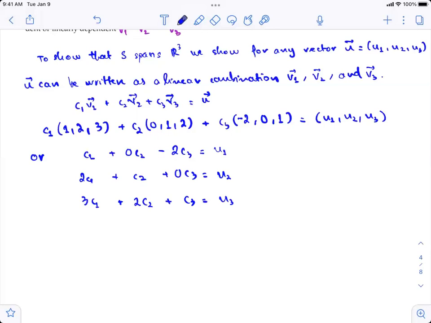So remember, we cannot solve for c1, c2, and c3 explicitly because we don't know the exact values of u1, u2, and u3. That means that if you give me any particular values for u1, u2, and u3, I would be able to solve for c1, c2, and c3. So that's why we just want to calculate the determinant of the coefficient matrix. Because when the determinant of the coefficient matrix is different from zero, we can conclude that the system has a unique solution. And therefore, the big idea is to see if u can be written as a linear combination of the three vectors v1, v2, and v3.